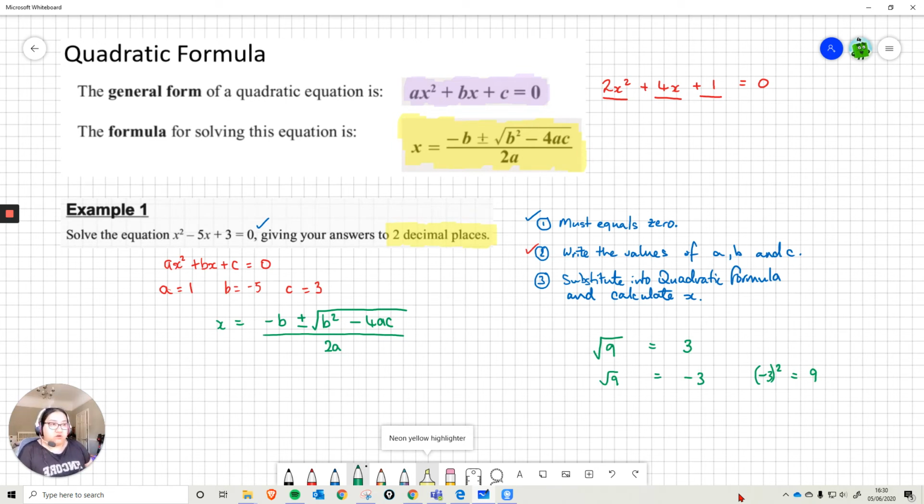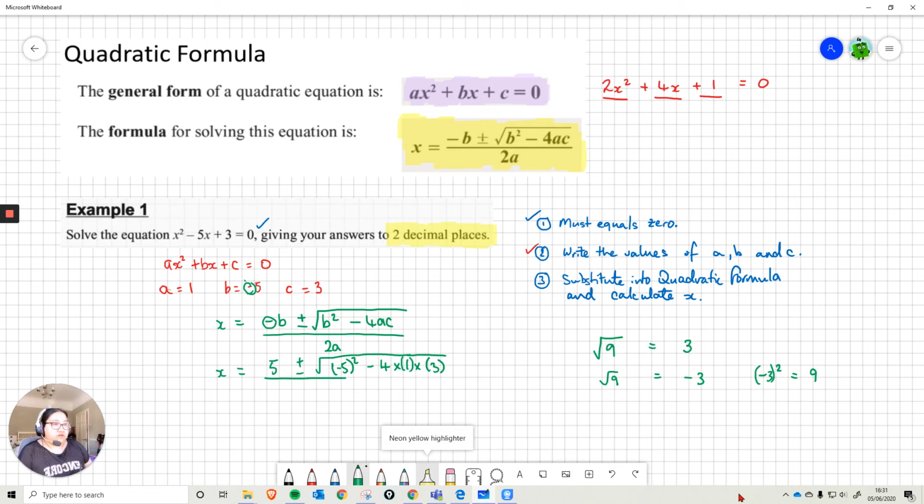So let's do the substitution. So x equals negative b. Now, our b is already negative 5. So what's actually going to happen is we want a negative of a negative. So negative 5, which would make it positive 5. Plus or minus the square root of negative 5 squared minus 4 times 1 times 3.